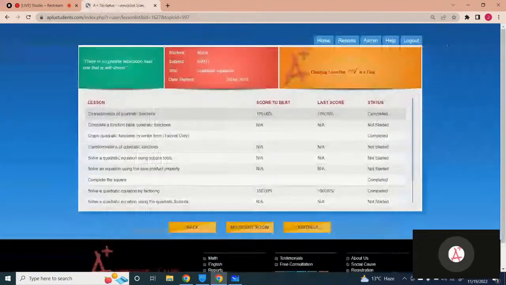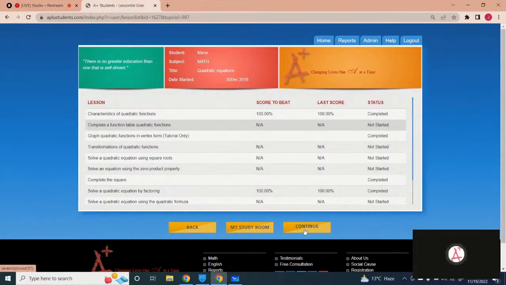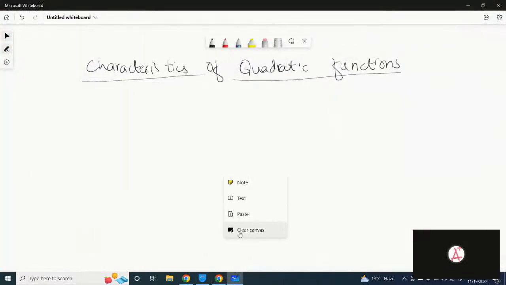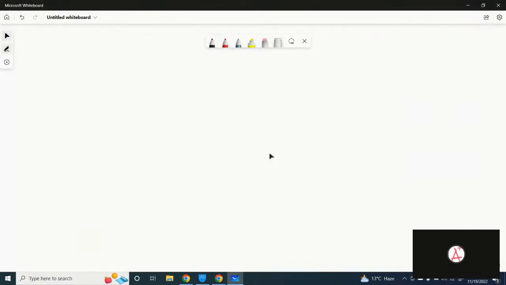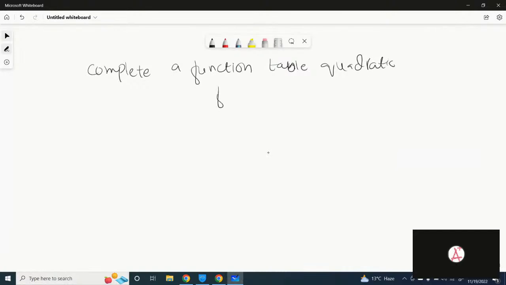The next topic is complete a function table, quadratic functions. The second topic it is. Let me write down the lesson name on the board. The lesson name is complete a function table, quadratic functions. Okay, let's start with the topic.